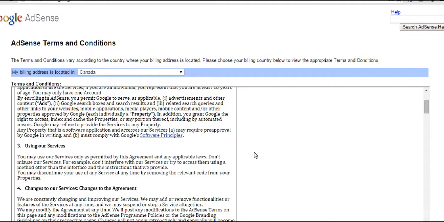These are the terms of service. That's the basics of what you need to understand just to make sure that you stay within the boundaries of what AdSense considers right.